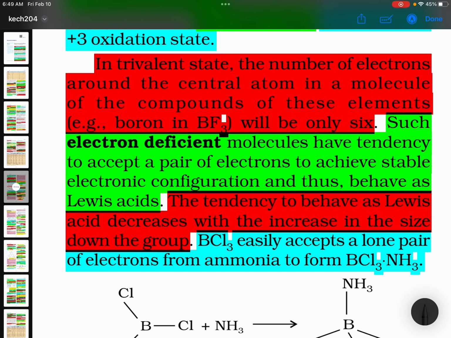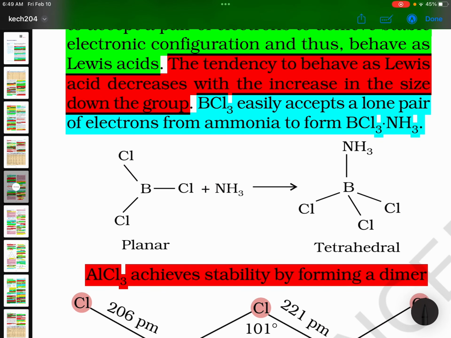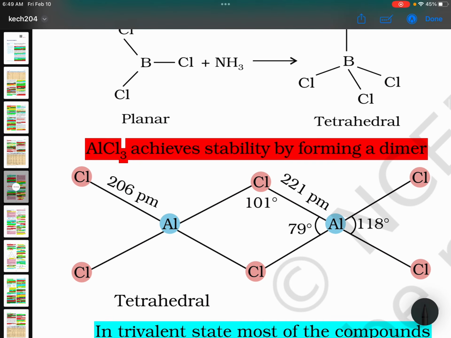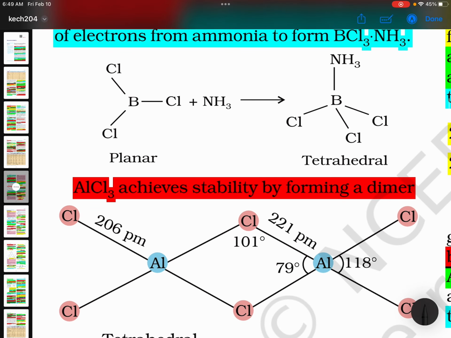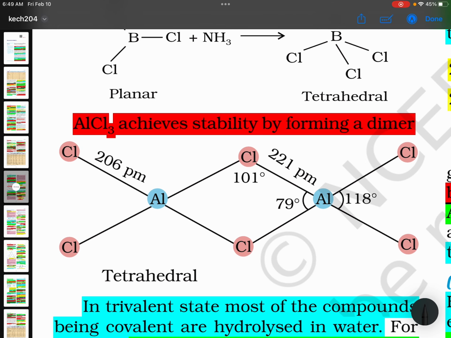These are electron deficient compounds because they have 6 electrons in the outermost shell after forming 3 bonds, and they can readily form dative bonds, for example ammonia providing one lone pair of electrons. AlCl3 achieves stability by forming a dimer. In the dimer, it is tetrahedral. BCl3 is planar; when it joins with ammonia, it becomes tetrahedral, and here it is already tetrahedral.